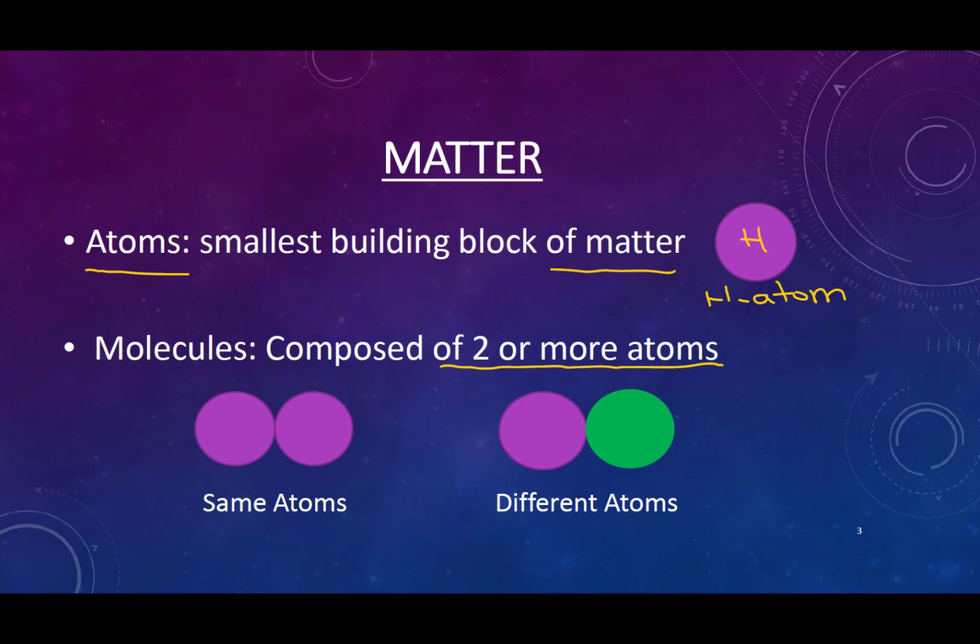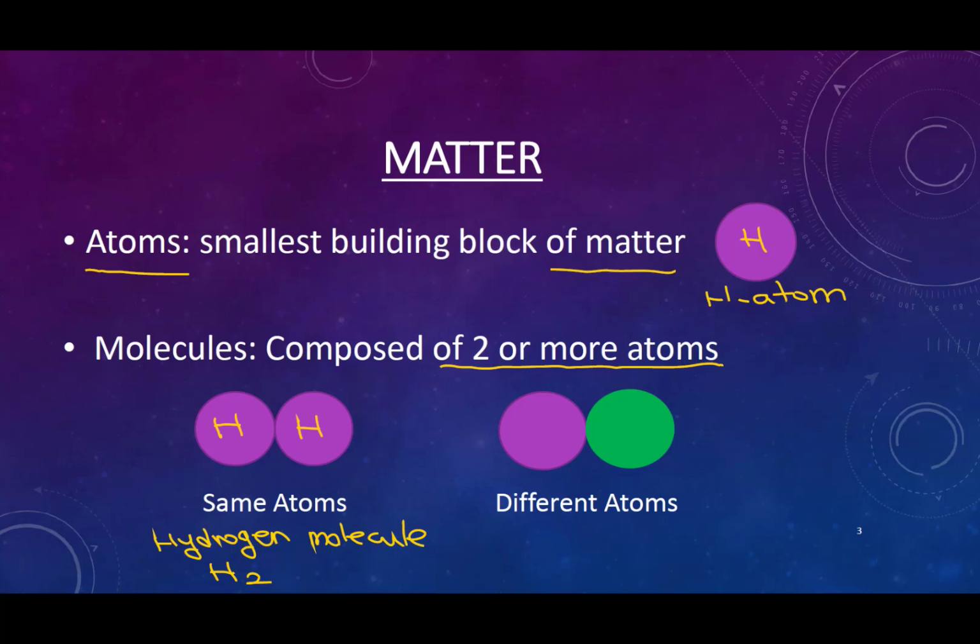Molecules could consist of the same atom, or they could consist of different atoms. For example, if I go back to my hydrogen atom, as you could see here, there are two hydrogen atoms joined together. There are two spheres. That makes it a molecule, and we call it a hydrogen molecule, which is made of two hydrogen atoms. Okay, that's a hydrogen molecule.